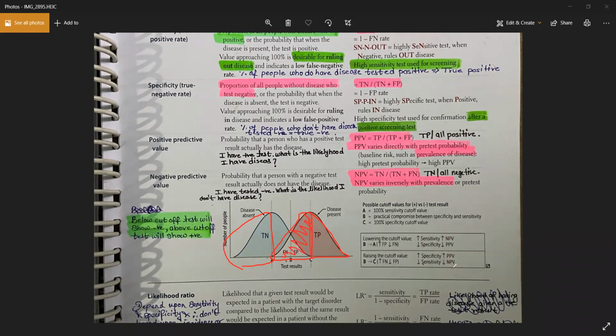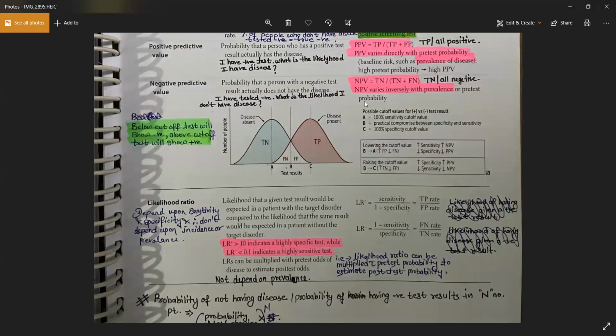So whenever I increase a cutoff, I will get a very high positive predictive value and a very low negative predictive value. Whenever I decrease the cutoff, I will get a very high negative predictive value and a very low positive predictive value. Now do you understand this graph and this correlation? Any doubt? Okay, just a second again.